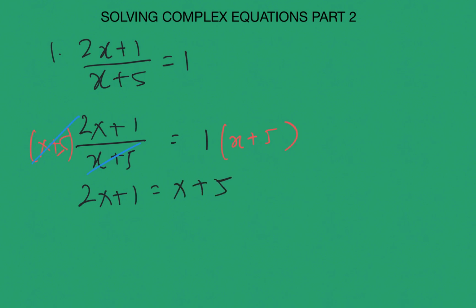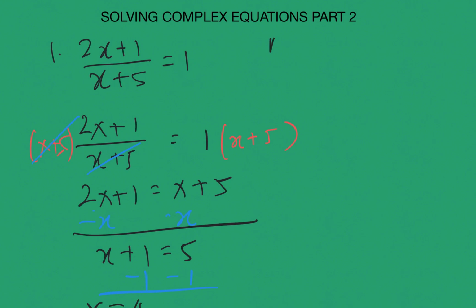And now we have variables on both sides. You will subtract x from each side, and end up with x plus 1 equals 5. Now I end up with just a one-step equation. You can apply the inverse operation, so I will subtract 1 from both sides. So the answer will be x equals 4.